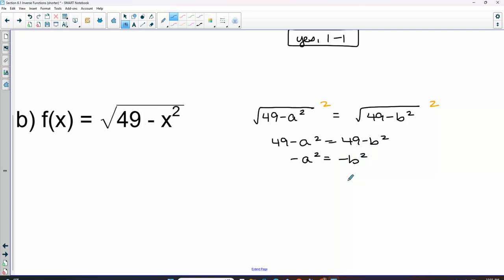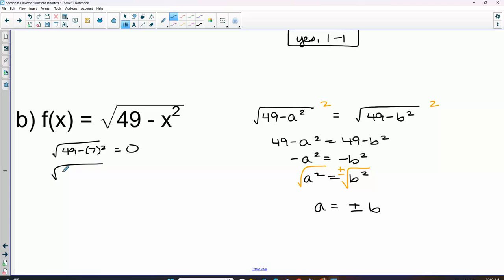What should I divide by? Okay, then how do I get rid of the square? And anytime you add a square root, what else do you have to put with it? So that means a could be positive or negative b. Okay, what that's saying is I could put in the same thing. For instance, if I put in a 7, I get 0. But I could have put in opposite things. I could have put in a negative 7, and I still get 0. So is this one 1-to-1? No.